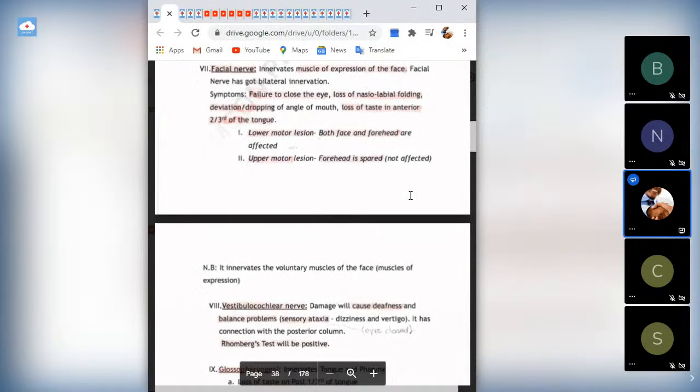Okay, so when you're talking about the facial nerve, what does the facial nerve do? Of course, it has the motor component and a few sensory. Unlike the trigeminal that has more of sensory and a few motor, the facial nerve has more of motor and a few sensory. Okay, so the motor aspect, because it is called the facial nerve, caters to the muscles of facial expression.